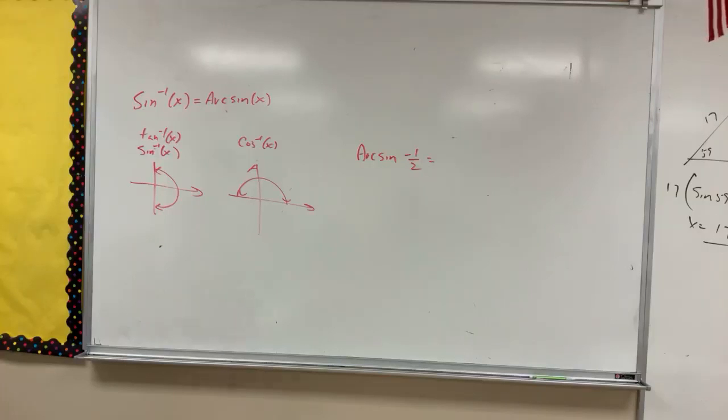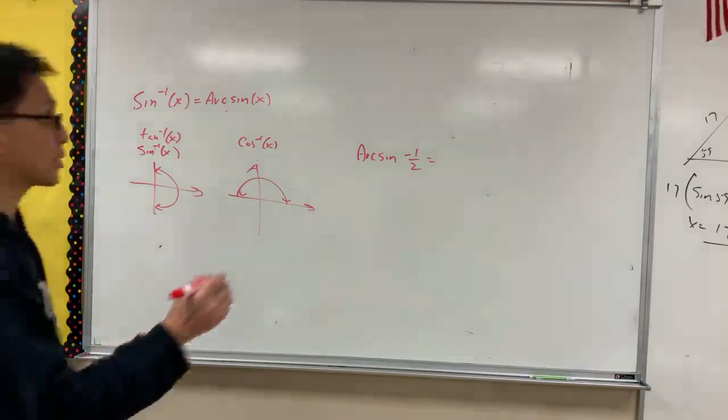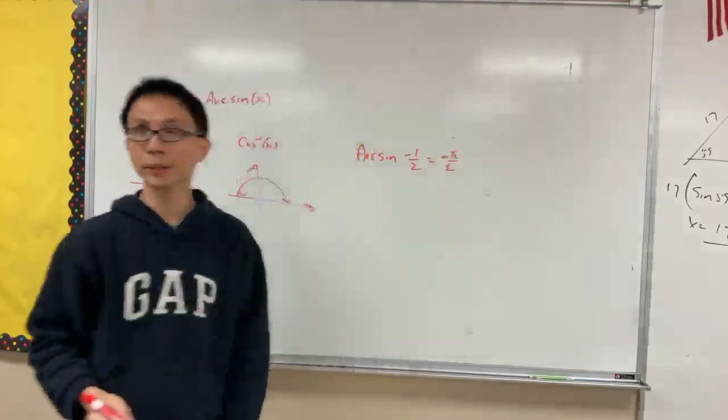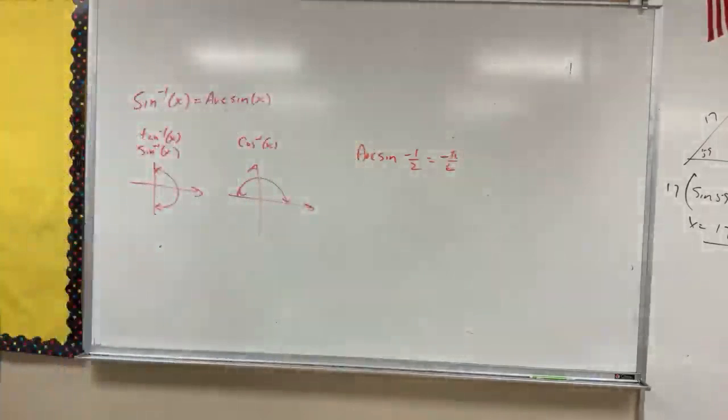Were you acting like you were dying? You got negative pi over 6? Okay, so you should get negative pi over 6. Good job, Rihanna. Thank you. It cannot be 11 pi over 6 because it's not within the restriction, and it's not 7 pi over 6, which is also not in the restriction. So it has to be negative pi over 6 because it cannot pass the restriction. So we should know that.